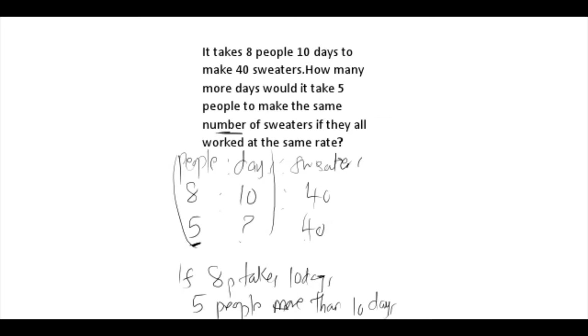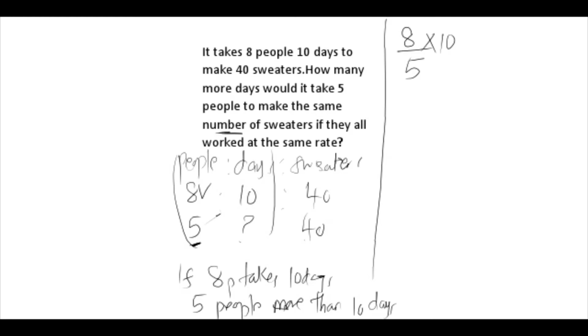So since the number of days is larger, we are going to say 8, that is the number of people. So we'll say 8 over 5. Since we should get a larger number than 10, we are going to use 8 over 5 and not 5 over 8. Then we multiply it by 10. Because they are making the same number of sweaters, there is no need to consider the sweaters.